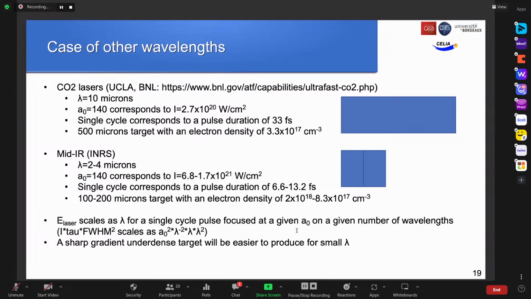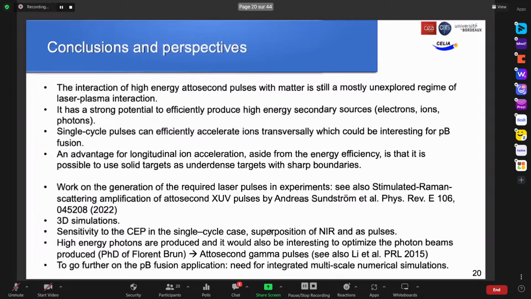So, to conclude, I wanted to show that there is a strong interest right now in the interaction of few cycle pulses for secondary sources. That we can accelerate ions efficiently, as it was already shown at near infrared in several publications, but we show also that at much smaller wavelengths, these single cycle pulses can efficiently accelerate ions both longitudinally and transversally.